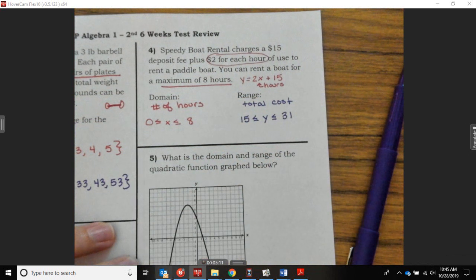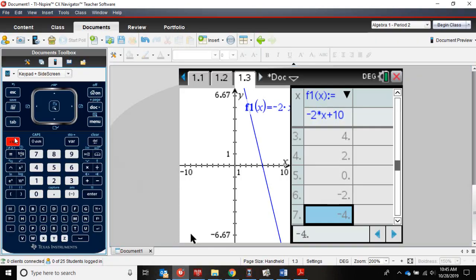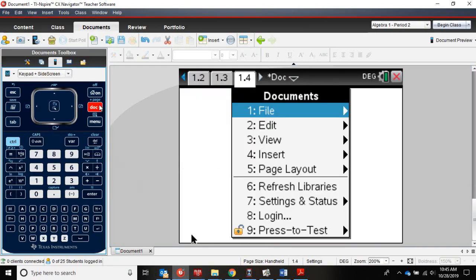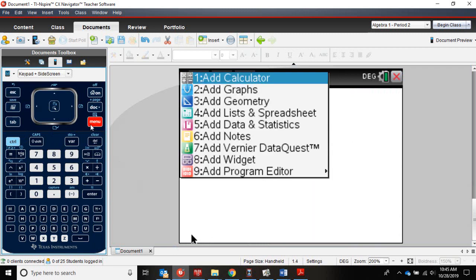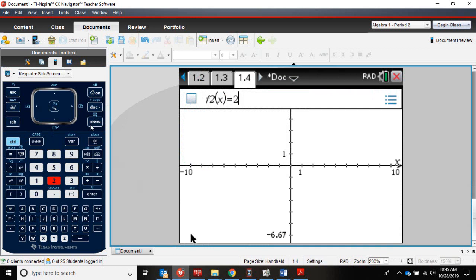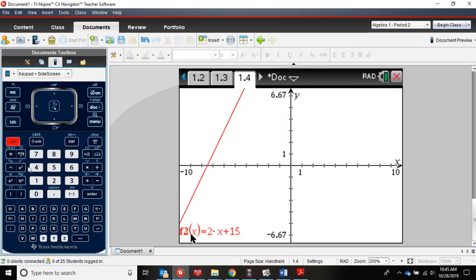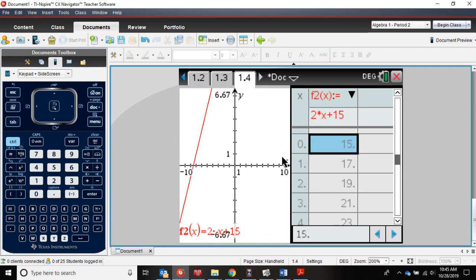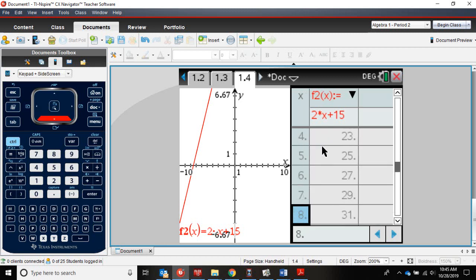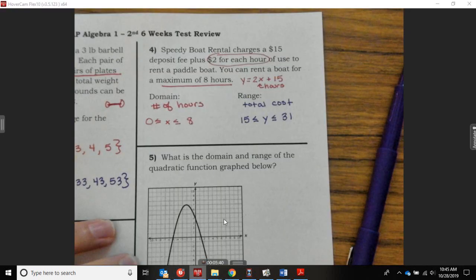Or another way to do that is, again, we like this graph page quite a bit. Oops, hold on. So menu, graph page, and I type in 2x plus 15, and then I go to my table. So if I'm looking at my table and I find 0, I'll scroll up. At 0, I still pay $15, but at 8, I pay 31. So that's another way to use your calculator to get your answer.